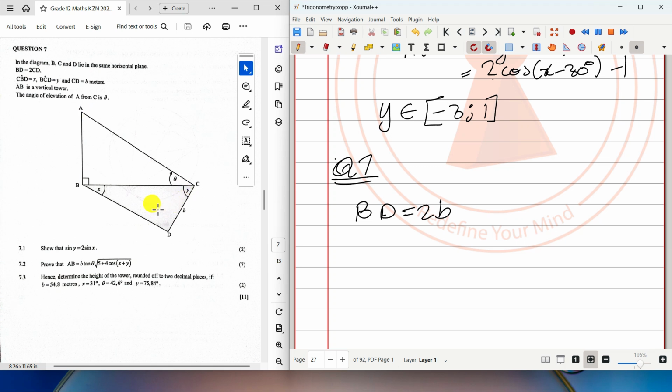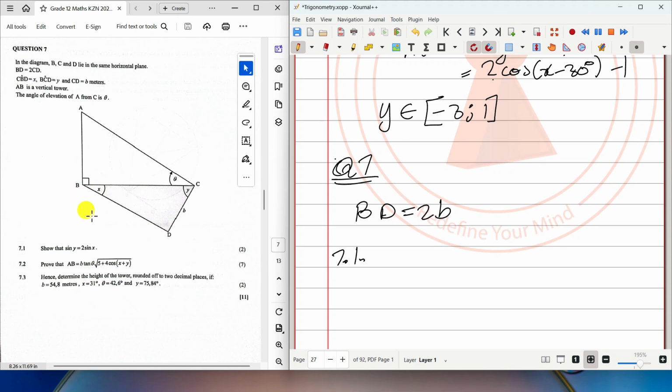AB is a vertical tower. The angle of elevation of A from C is theta. 7.1. Show that sine y is equal to 2 sine x. Remember, guys, we know BD and we also know CD.